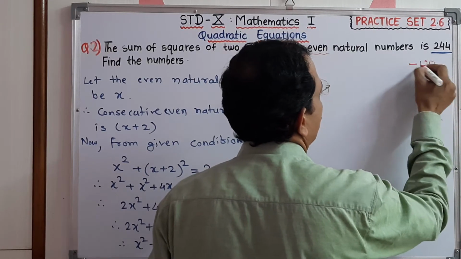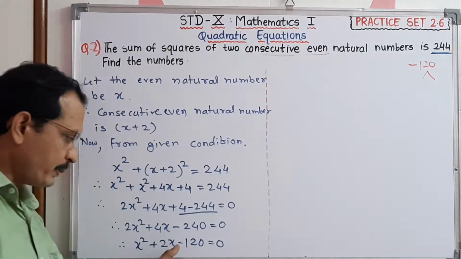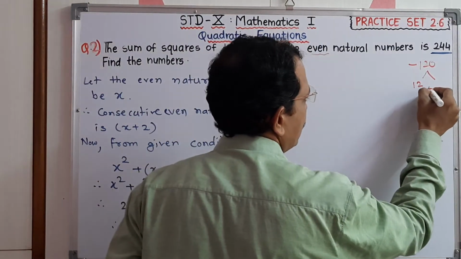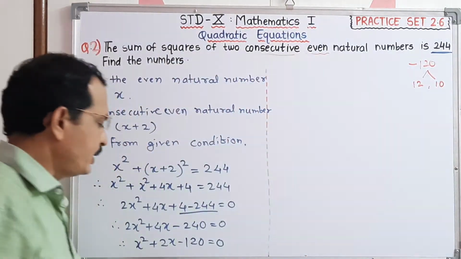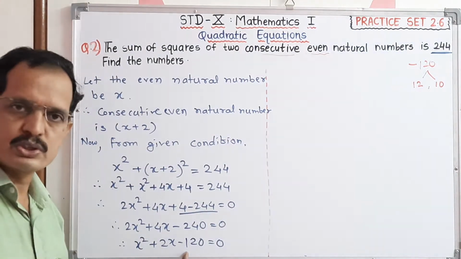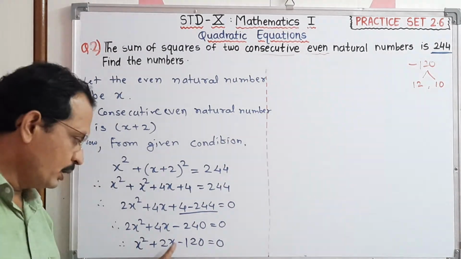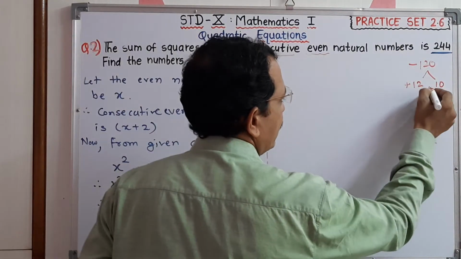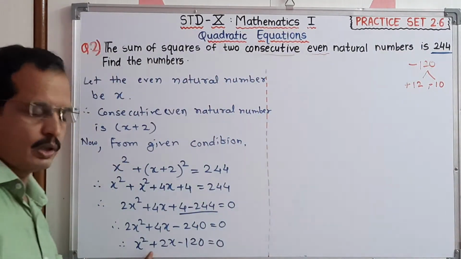Here it is minus 120, whose subtraction should be 2. Therefore, dear student, we can write 12 and 10. The sign of the constant term is minus, therefore the sign of the middle term goes to the bigger number, and minus to the smaller number.